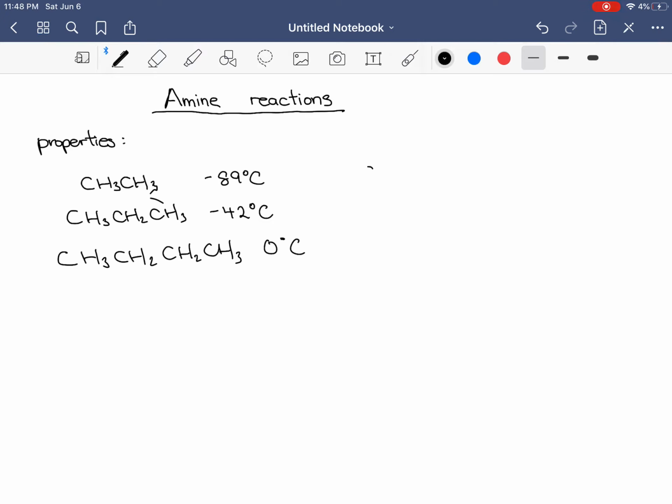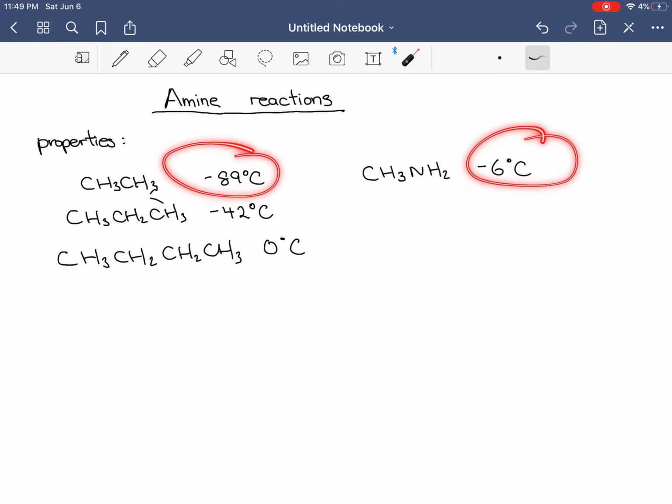Well, let's take a look at a one carbon amine. Okay, methylamine. The boiling point for methylamine is actually negative 6 degrees. Now, whoa, negative 6 degrees. That's a low boiling point if you think about it. But compared to alkane, it's actually pretty high. Okay, from negative 89 for ethane to negative 6 for methylamine.